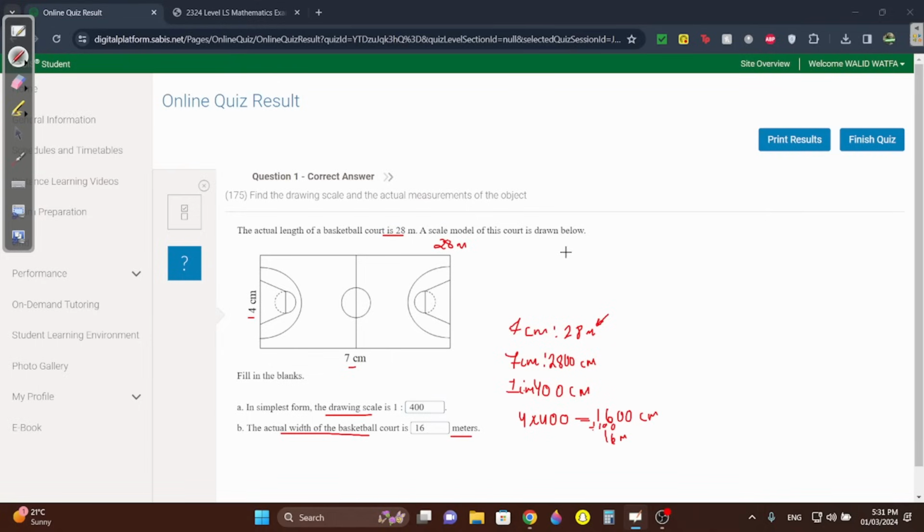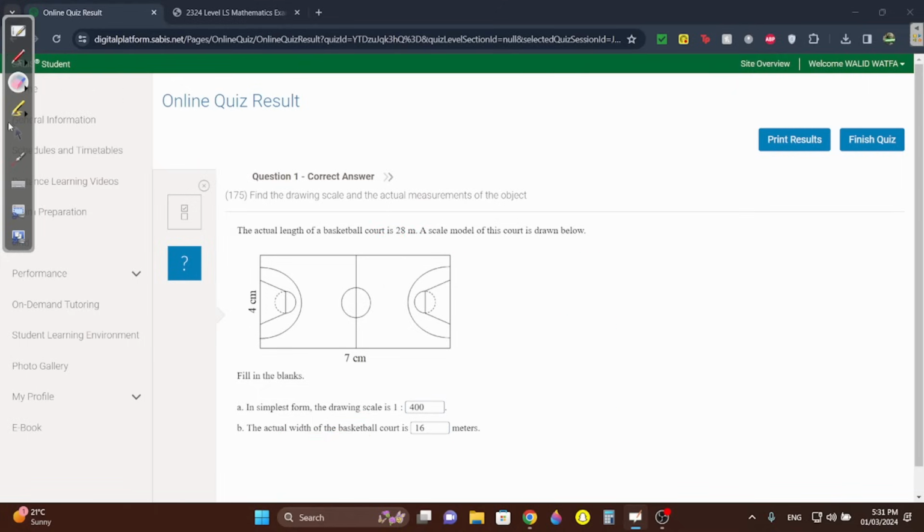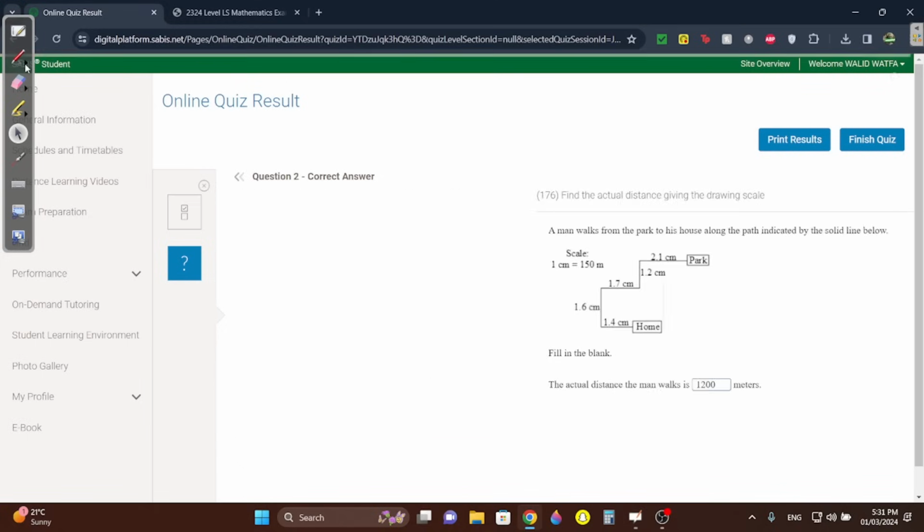Some of you do it like this. You do actual length, drawing length, where you write down the scale, which is 1 over 400, and then you put 4 over x. I think some of you do it like this. I'm not sure. Whatever you want to do.